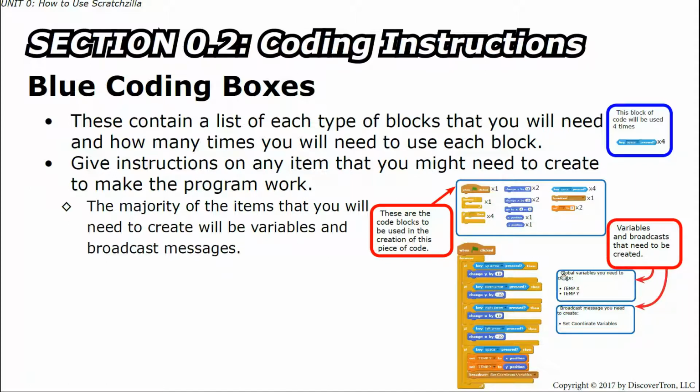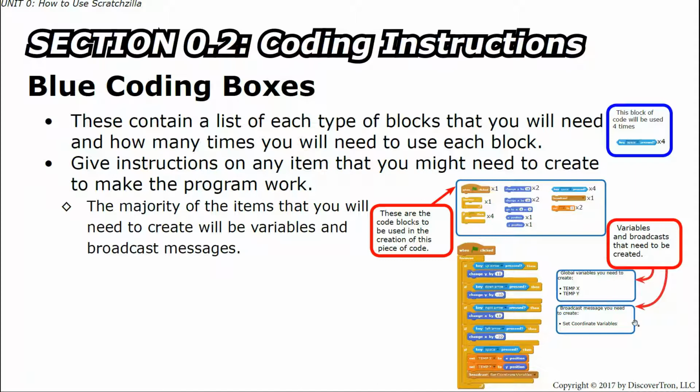The blue boxes also are used for something in addition to just giving you the number of blocks you need. They also tell you other things that you need to create. For example, we'll be creating variables, which you'll learn how to create in the future, and the blue boxes tell you which variables to create. Don't worry about what this function does. You just worry that this blue box right here tells you to create these 2 variables, and you can see the 2 variable names are right down below.